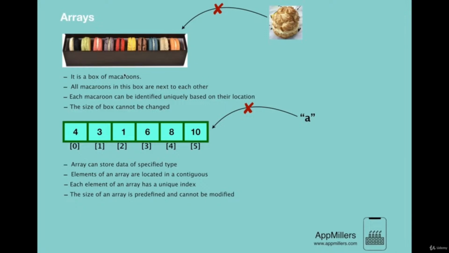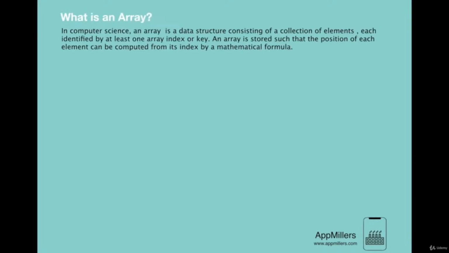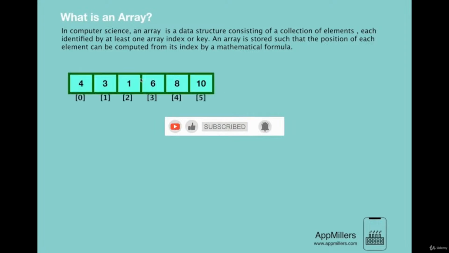Hopefully you now have a picture of array, what it looks like. Now let's see what the definition of an array is in computer science. In computer science, an array is a data structure consisting of a collection of elements, each identified by at least one array index or key. An array is stored such that the position of each element can be computed from its index by a mathematical formula. So here we have a collection of integers and each of them is identified by an array index. Based on these indexes, we can find any element and do any mathematical calculations on them.